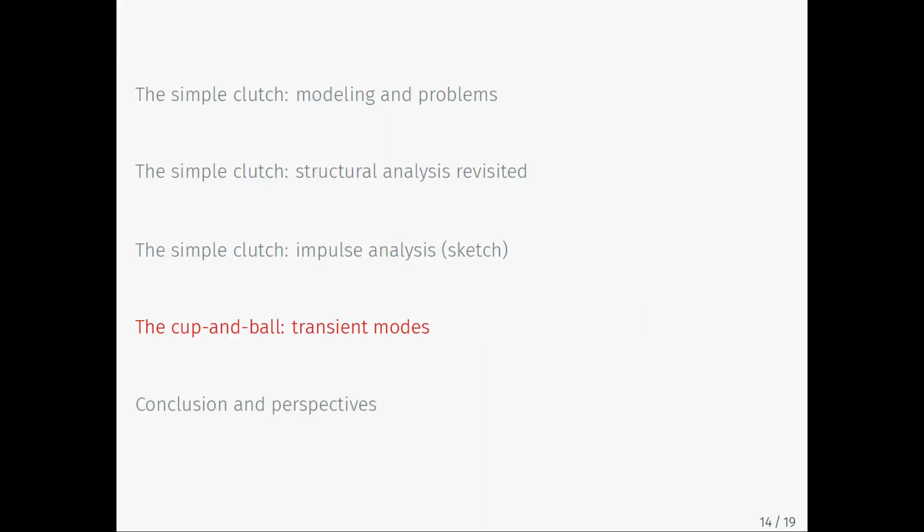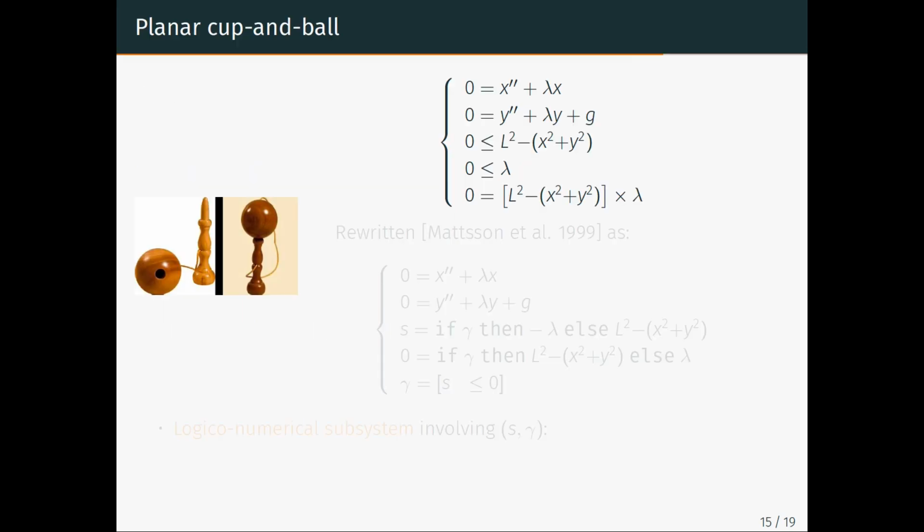Before concluding this talk, we will take a quick look at the cup and ball model, as it illustrates another aspect of our approach, namely the possible handling of transient modes. The basic model is a variant on the infamous pendulum model, except that instead of considering a rod of fixed length, we now deal with a rope that may or may not be straight.